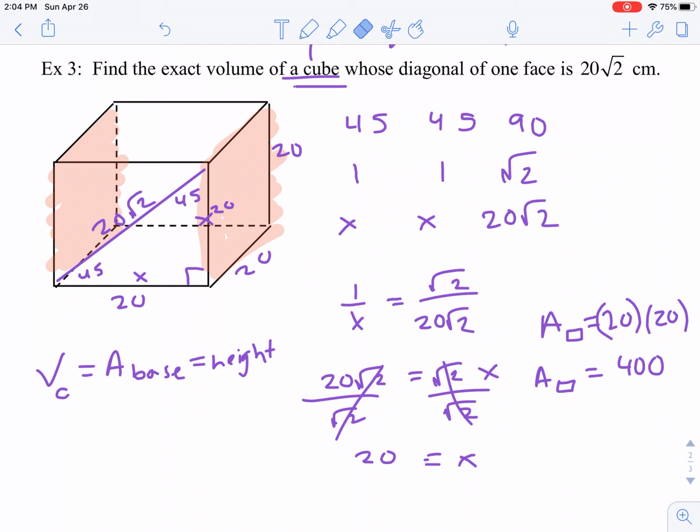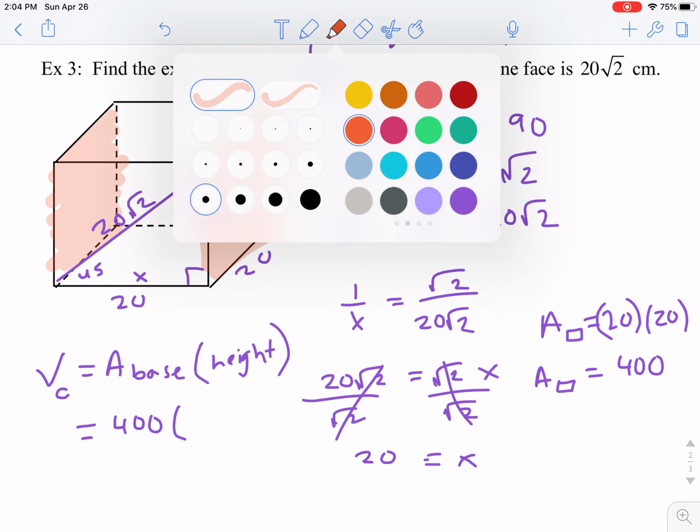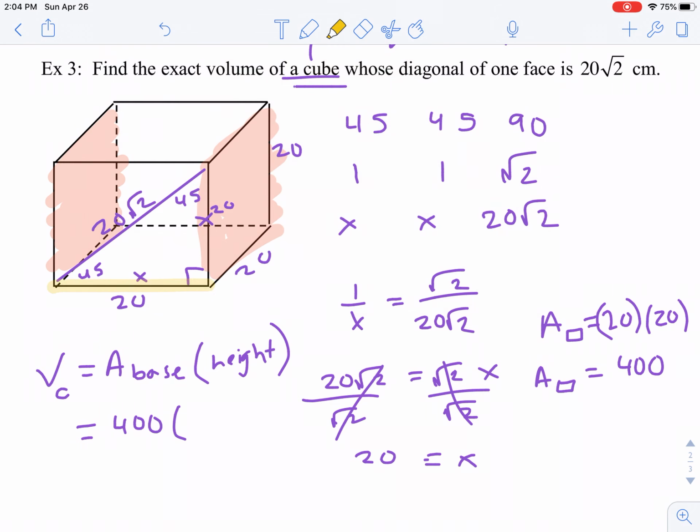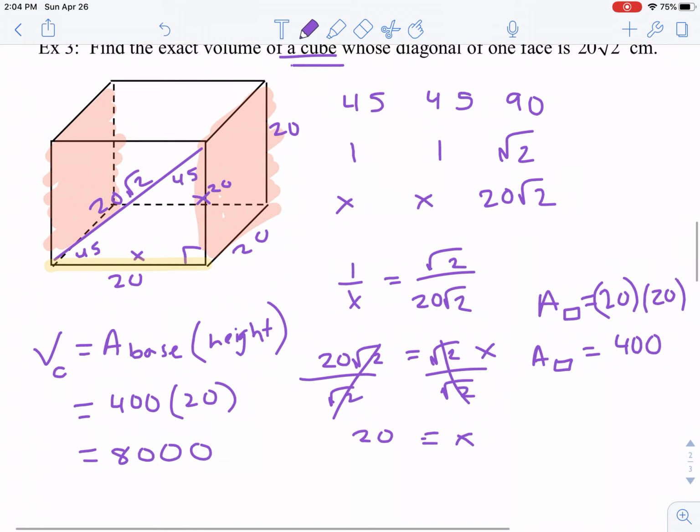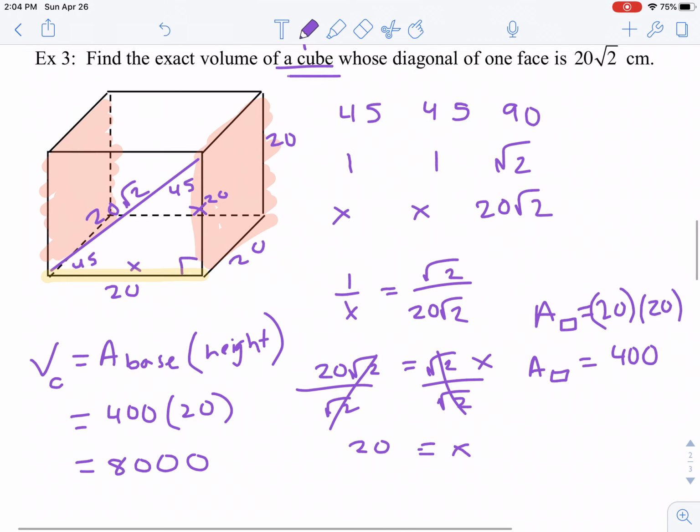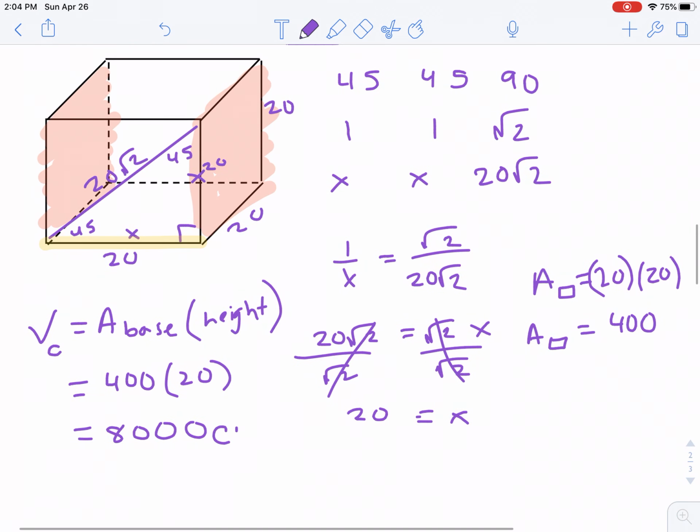Okay. And this is the area of the base times the height. And then the height, the distance between the bases, right, or the lateral edge, is also 20. So we get 8,000 as our volume of a cube. And my units is centimeters cubed.